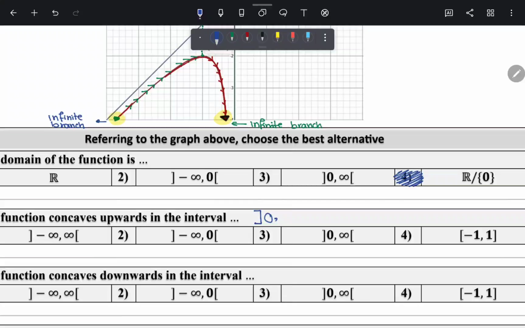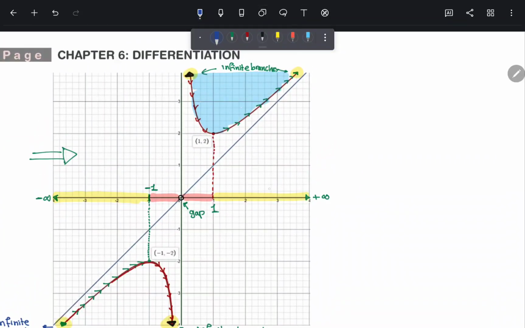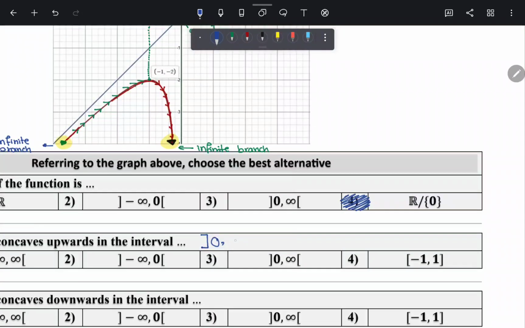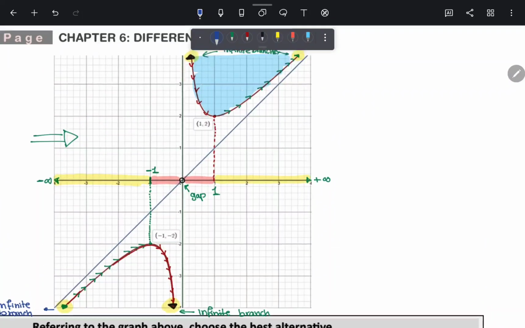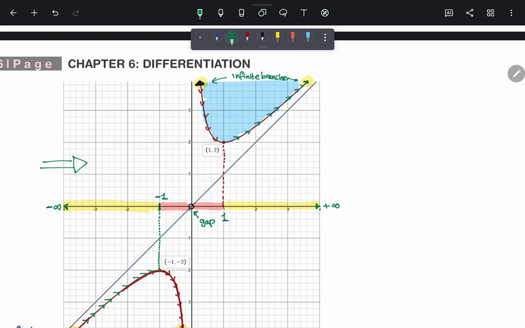So just after the zero. And where does it end, the concave upwards? It ends at positive infinity. Positive infinity must always be open. So from 0 to positive infinity is this place. It starts here, just after the 0, and keeps concaving upwards until x is infinity.